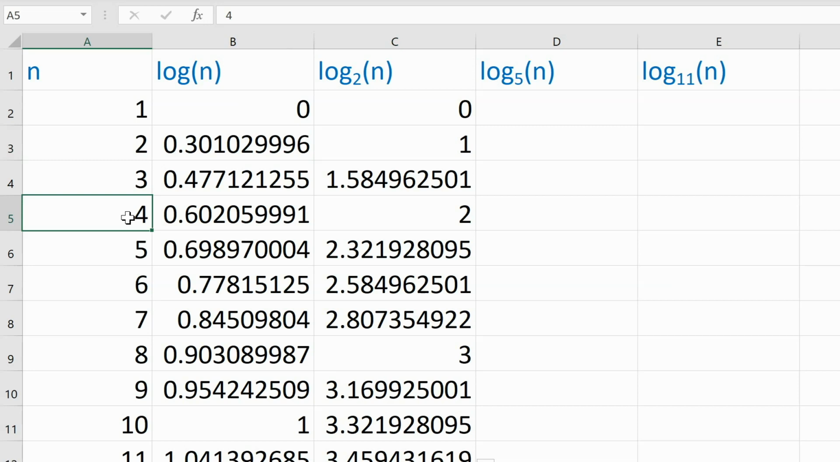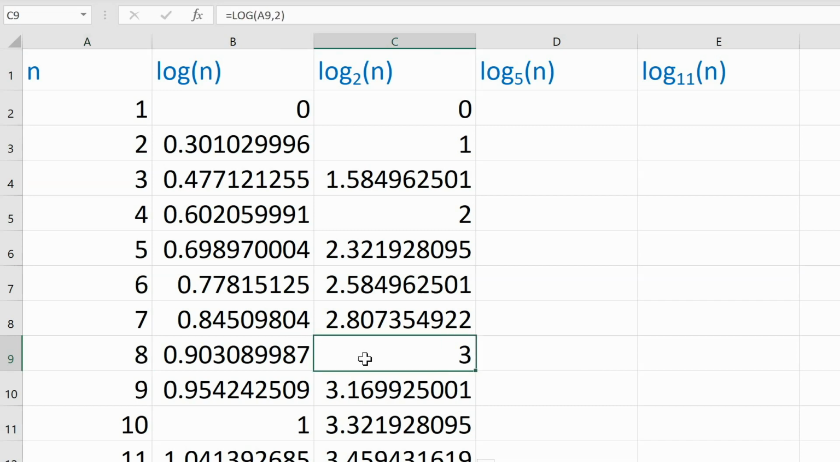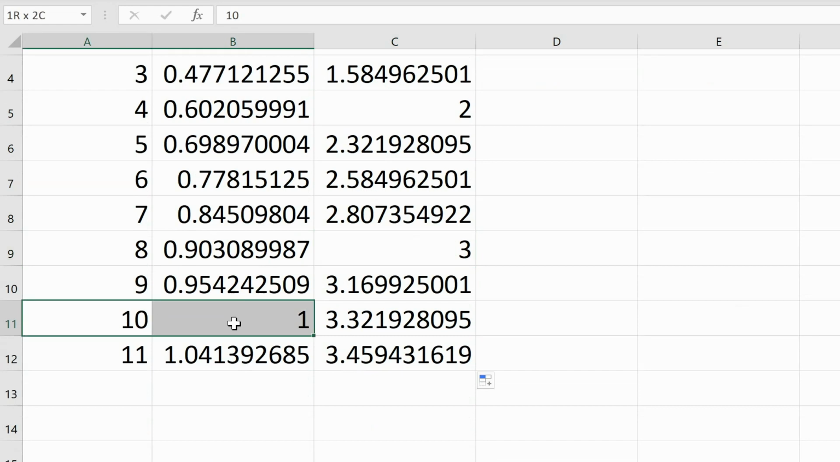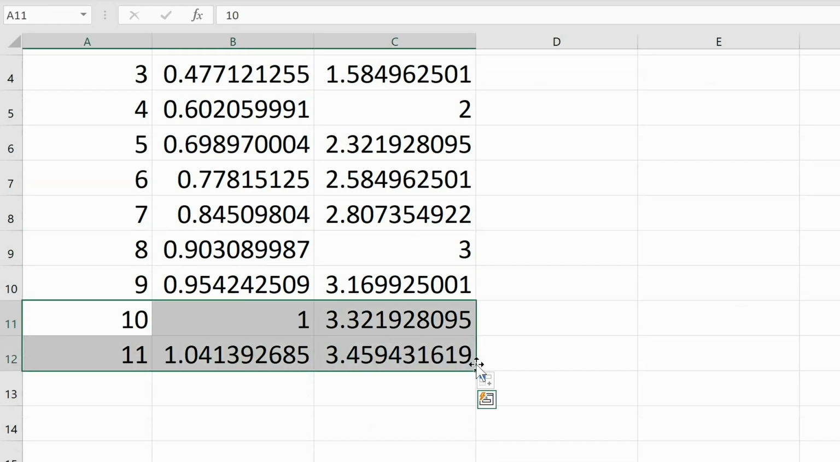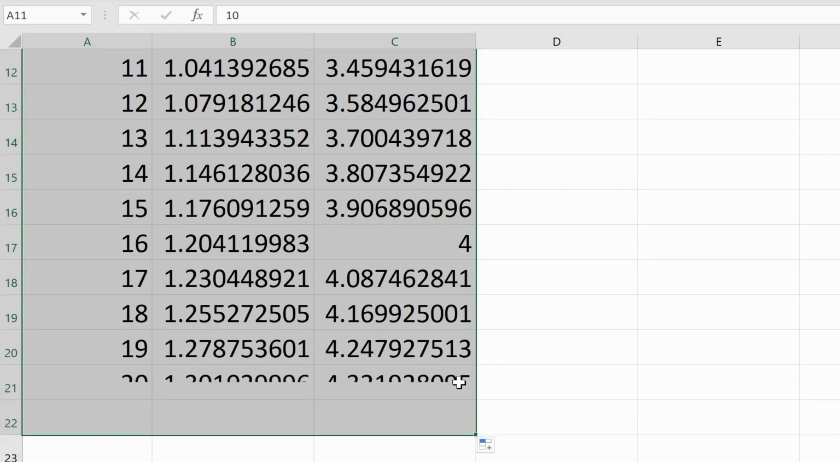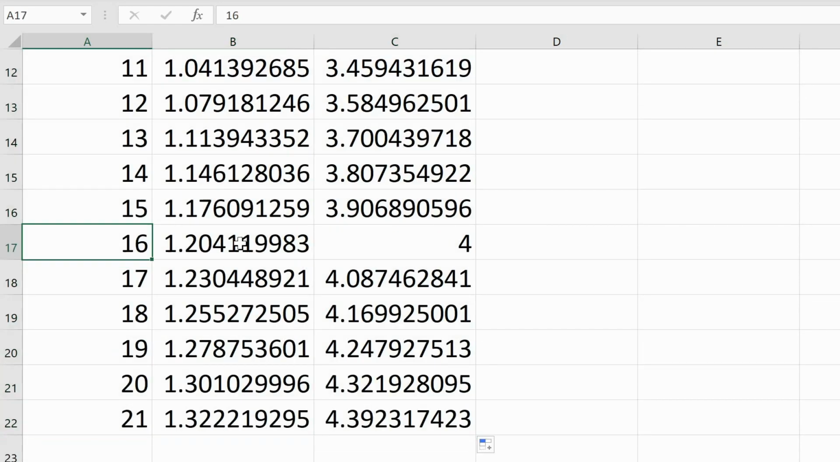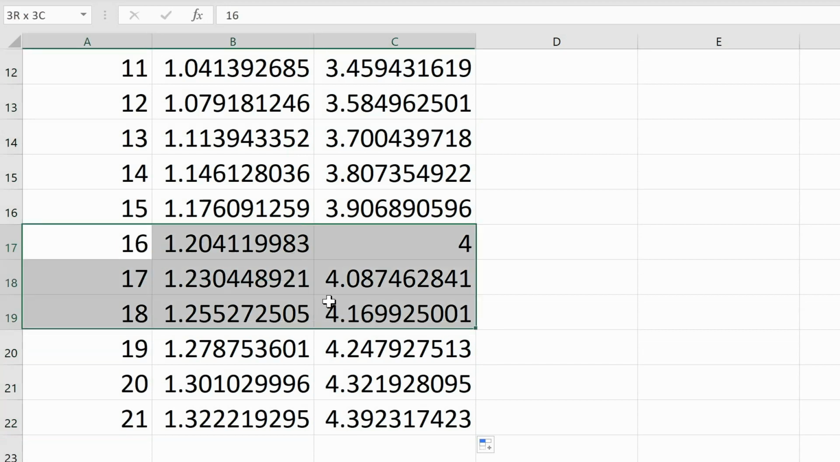What power of 2 is 4? 4 is 2 squared, 2 to the 2. So its logarithm in base 2 is 2. And 8 is 2 to the 3, so its logarithm in base 2 is 3. You can continue that down and you see what you'd expect. Think about when we'd get to the next whole number power there. You're going to find that it's at 16, because 16 is 2 to the 4th. So that's what you get there.